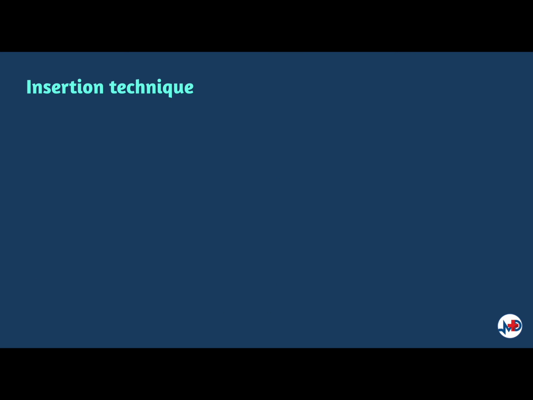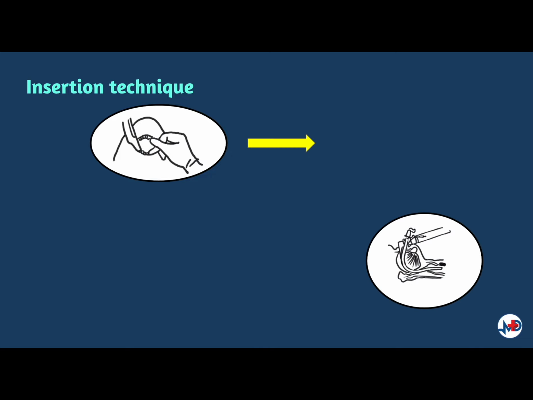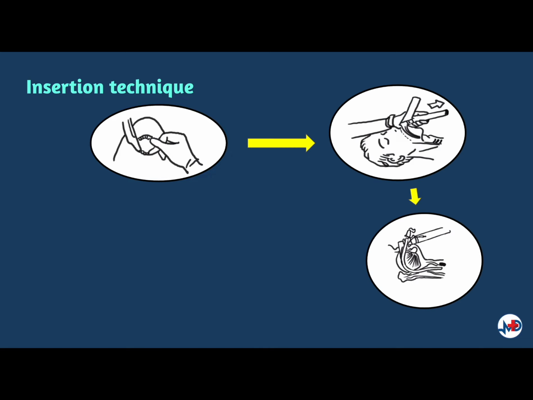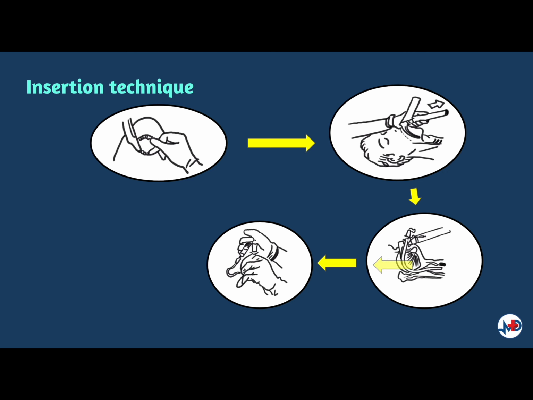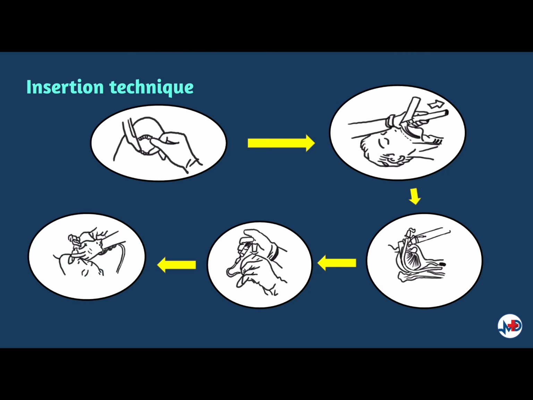Now let's take a look at the insertion technique. Before you insert your laryngoscope, ensure that the induction agents are given as per requirement. Pre-oxygenate the patient with high concentration of oxygen using the bag valve mask device for 3 to 5 minutes. Position the patient with their neck flexed to 15 degrees and head extended on the neck with no lateral deviation.